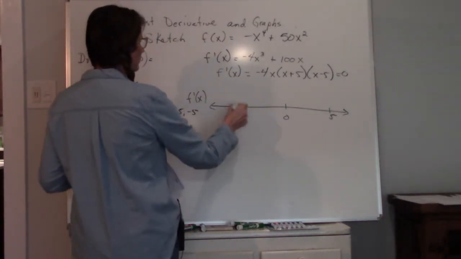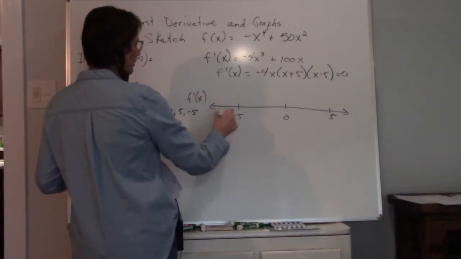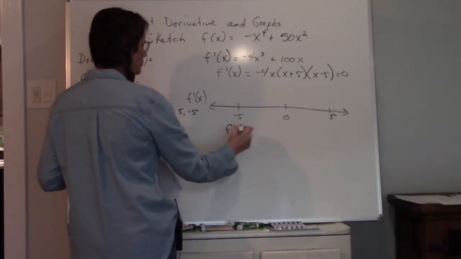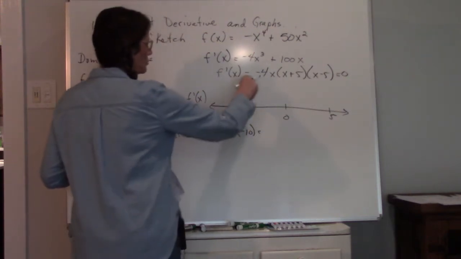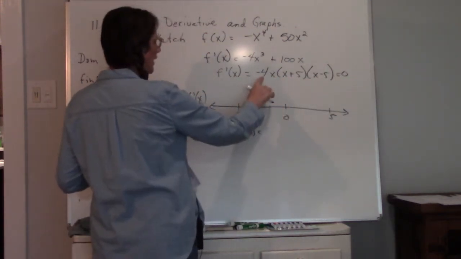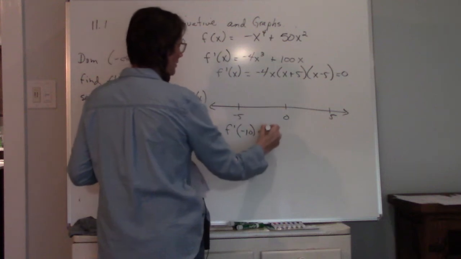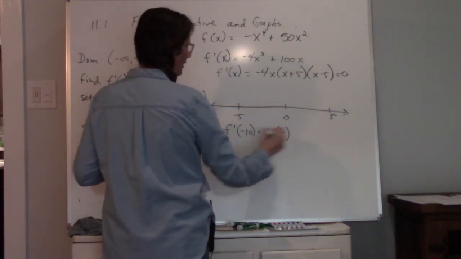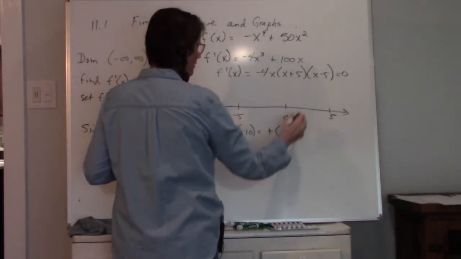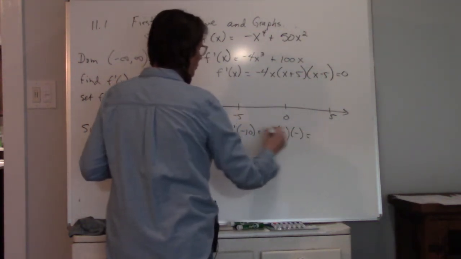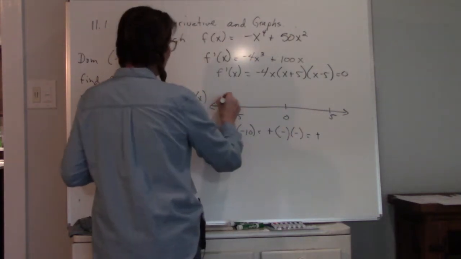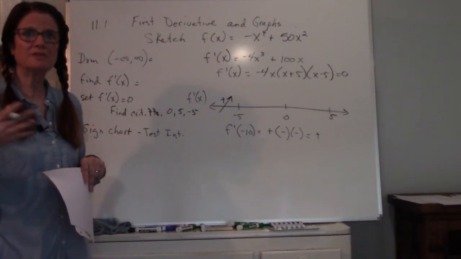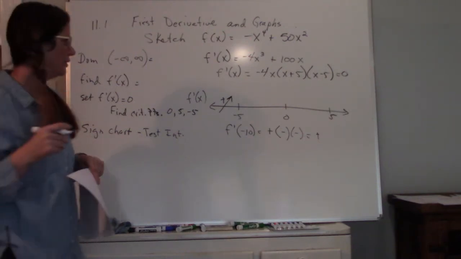So here we go. I have an interval of negative infinity up to, but not including, negative 5. I'm going to use my first derivative, which is right here. Negative 4 times negative 10 is a positive. Negative 10 plus 5 is a negative. Negative 10 minus 5 is also a negative. So in this first interval, it is an increasing slope. Again, all I care about is: is it positive or negative? I don't care about the value.